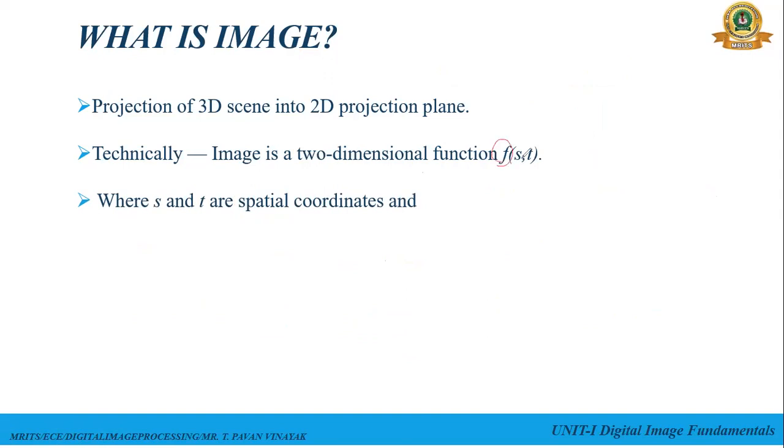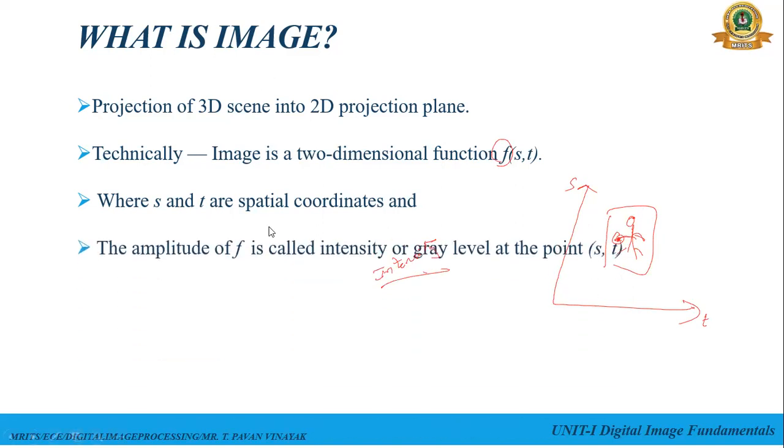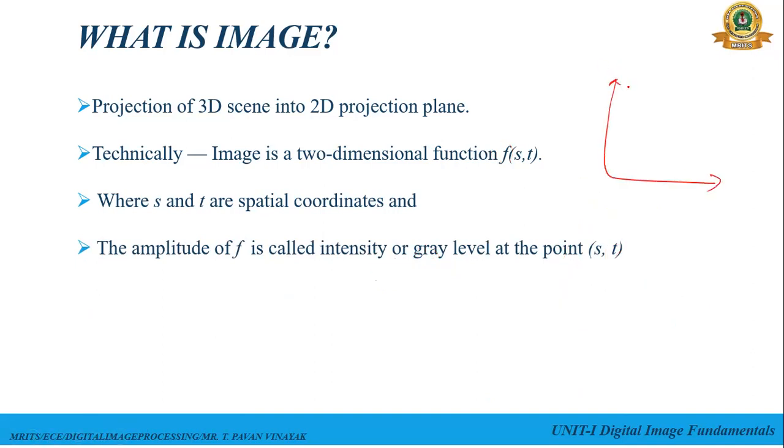Then what is f? See, the image is a two-dimensional function of s and t. And here there is an image, a two-dimensional representation. So the image has some information, right? At this location, we have some information. So this information is called intensity. So where f is the amplitude of the image, called intensity or gray level. Okay, some information.